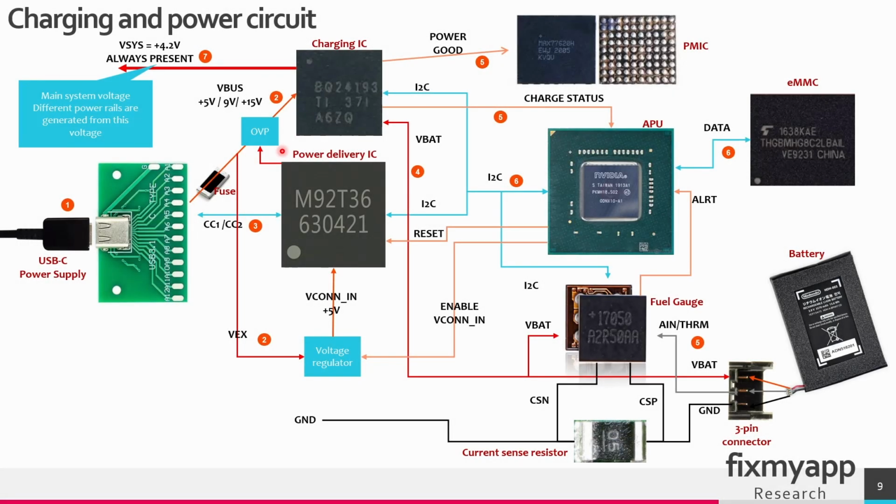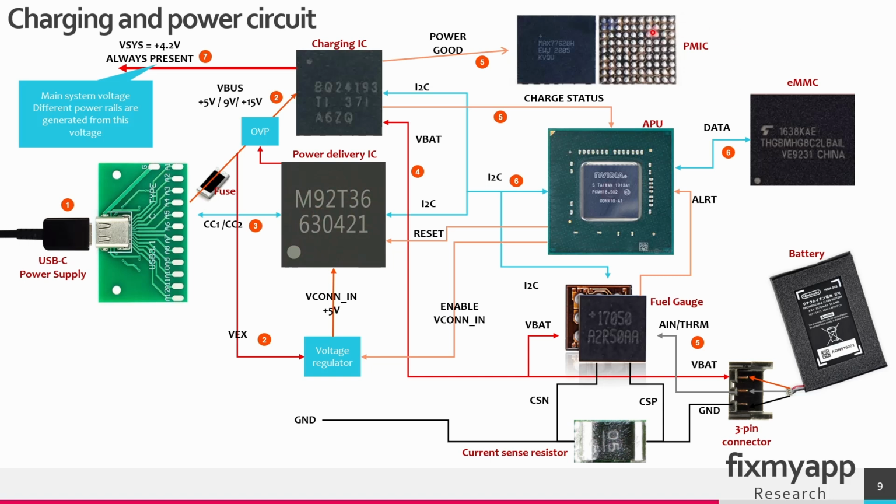On the Nintendo Switch version 1, 2, the OLED version and the Nintendo Switch Lite, there are some integrated circuits, some ICs or BGAs that are used on all those versions. First we have a charging IC called BQ24193. This is a charging IC and it will charge the battery. Then we have the power delivery IC, the M92T36. And this is responsible for the power delivery negotiation that we just explained in the previous sheets.